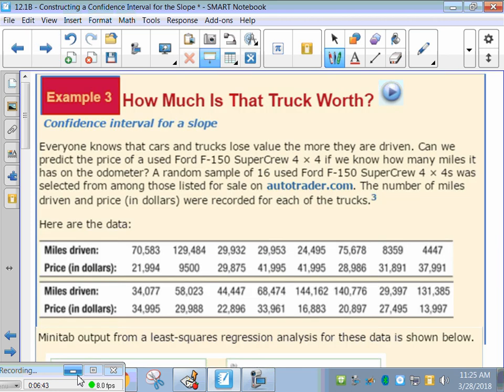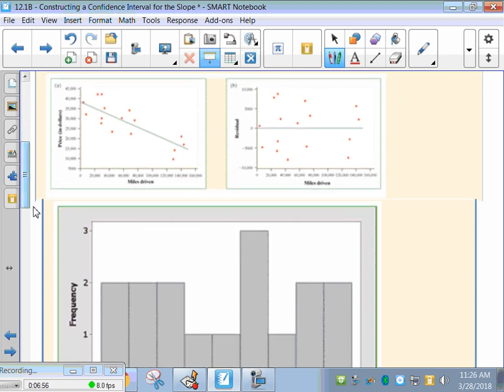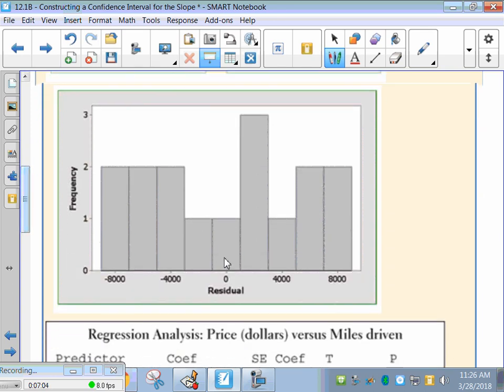Okay, so let's do a whole confidence interval for our truck problem. So we've got miles driven versus price, and we looked at 16 trucks on autotrader.com. Okay, here's the Minitab output. They gave it to us. We have a scatter plot here. We have our residual plot with no leftover pattern. And we've got our histogram of the residuals. Okay, or a normal probability plot here of the residuals would also work.